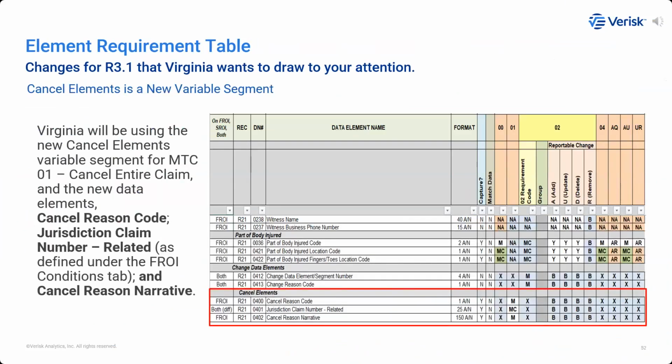The next change coming with Release 3.1 is a new Cancel Elements variable segment. Virginia will be using the new Cancel Elements variable segment for MTC 01, which stands for Cancel Entire Claim, and also the new associated data elements. Those data elements include the cancel reason code, jurisdiction claim number related, and the cancel reason narrative. Please consult the IABC Release 3.1 Implementation Guide for a list of all of the new codes as well as their definitions.